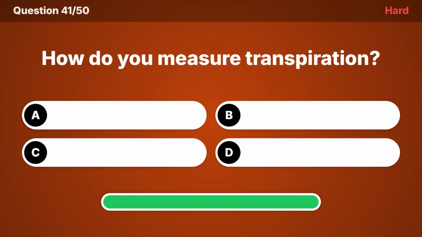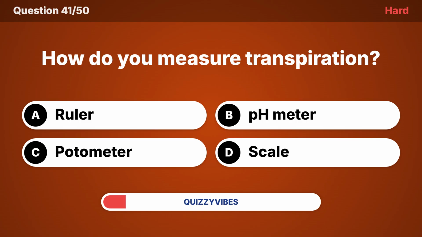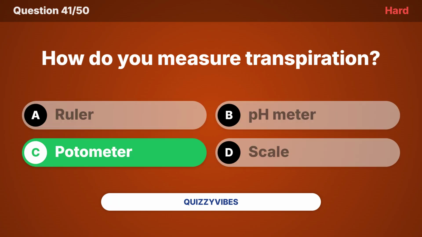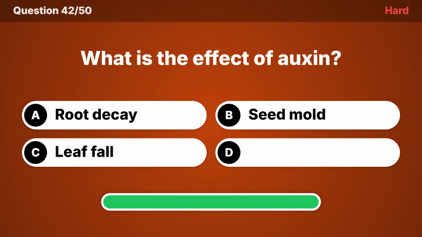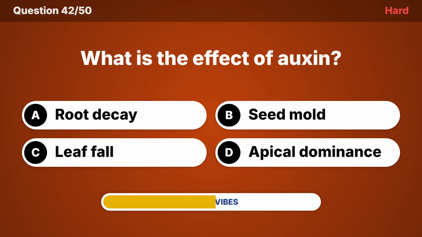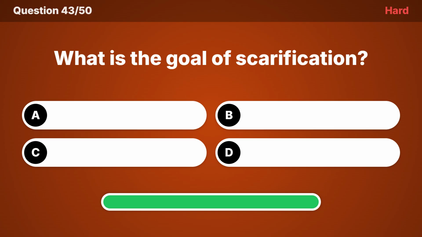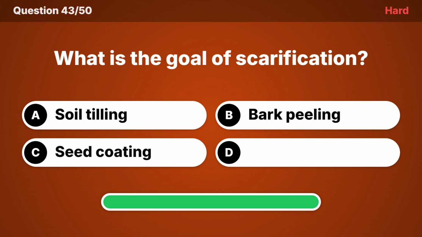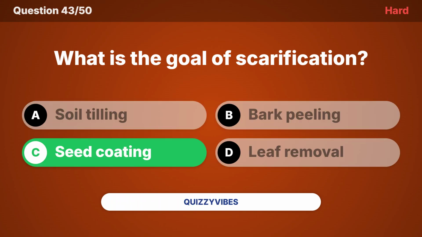How do you measure transpiration? The answer is potometer. What is the effect of auxin? The answer is apical dominance. What is the goal of scarification? And the answer is seed coating.